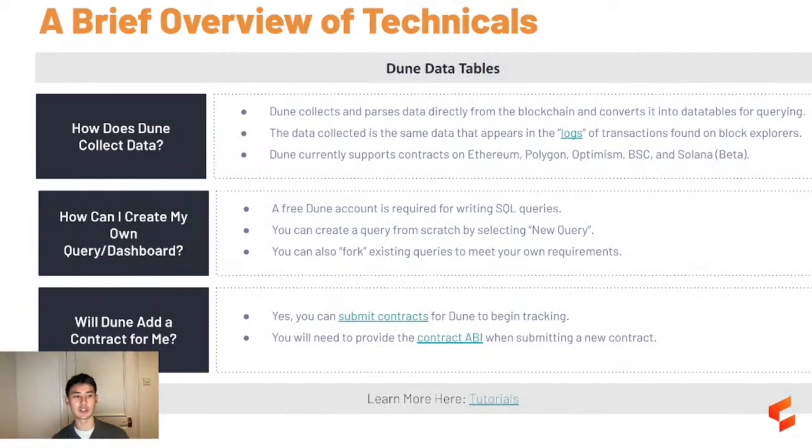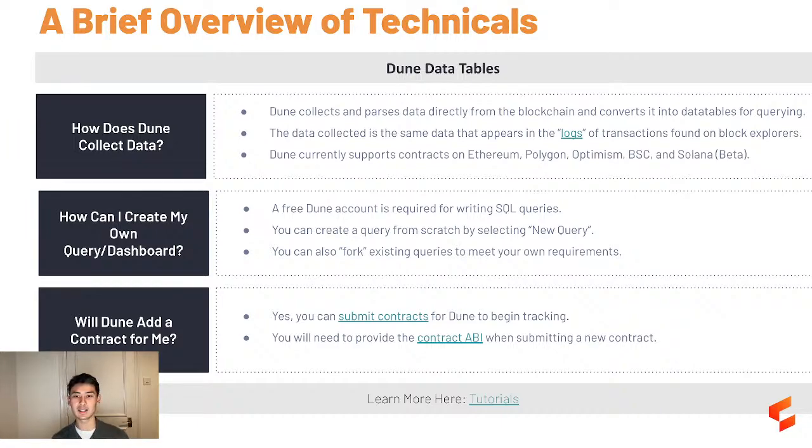So I think if you're using Dune, these are the type of questions you'd want to know. At least this is what I wanted to know. So the main one is, how does Dune actually collect data? Where is this data coming from? Do they have like a bunch of guys in the back just inputting it into Excel, or how does it work? The way it works is Dune is collecting and parsing data directly from blockchains, and then converting the data that they collect into data tables that make it easy for people to query. By putting it in a data table, it makes it very easy for people like us to pull that data and analyze that data.